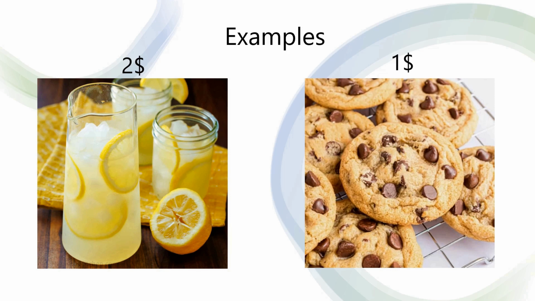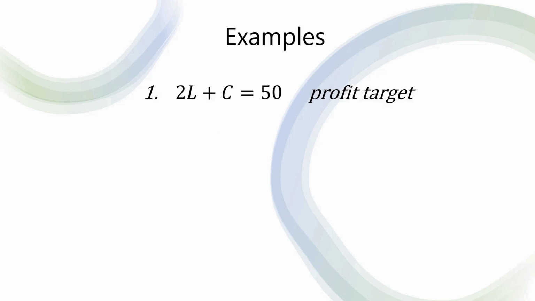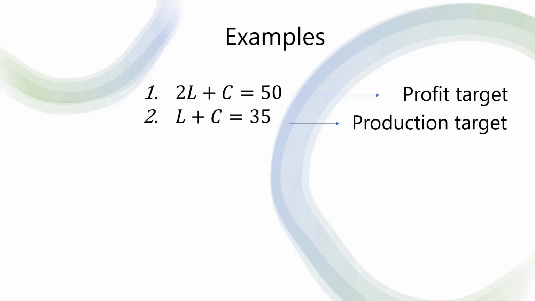The system of equations encapsulates your managerial aspirations. 1. 2L plus C equals 50. This equation addresses your profit target. It asserts that the total earnings from selling lemonades, symbolized by L, and cookies marked as C, must amount to $50. This is how you ensure that your business is not only covering its costs, but also generating the desired profit. 2. L plus C equals 35.